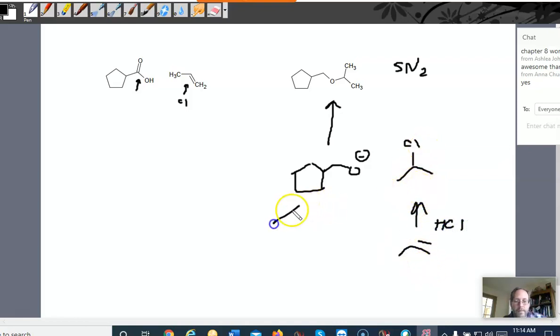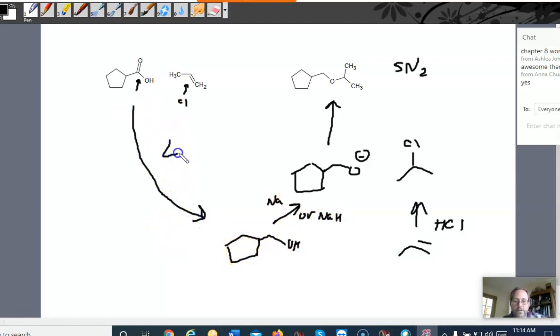And then this one, we're going to go back one. To make that O negative, you start with the alcohol and you add either sodium metal or sodium hydride. We talked about that. Either one of those is fine. And then to make this alcohol from this carboxylic acid, you just have to reduce it with LAH. And the second step is adding acid to it.